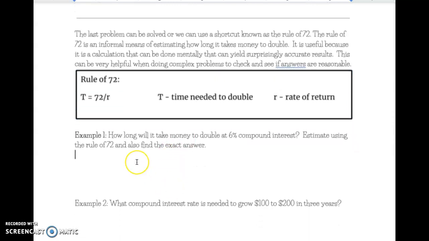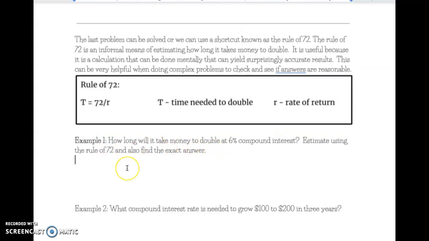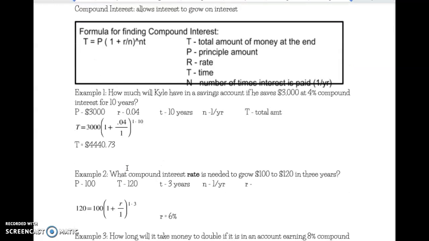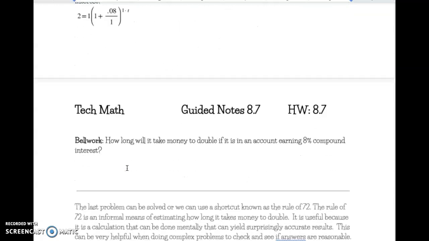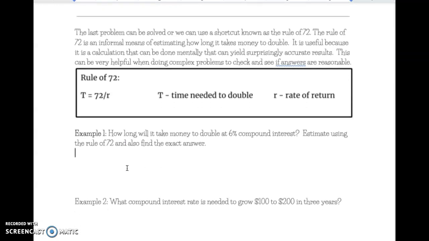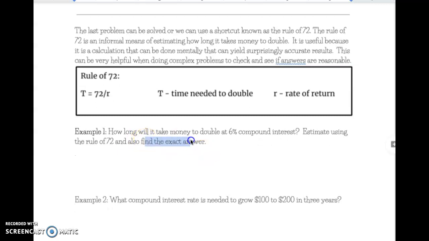So for this first question, how long will it take money to double at 6% compound interest? We need to estimate using the rule of 72 and also to find the exact answer. I'm going to do the first part because based on the last video, you can definitely find out how to find the exact answer. I'm not going to show you that on here. If you need help, go back to that other video.